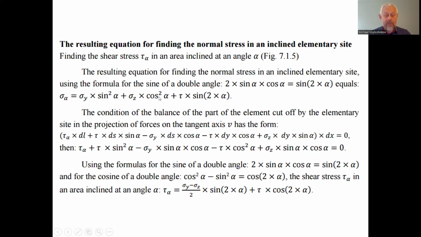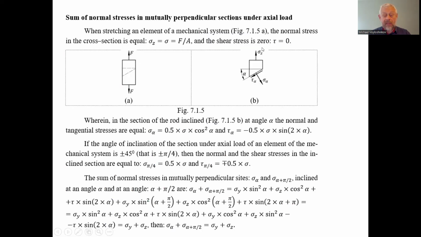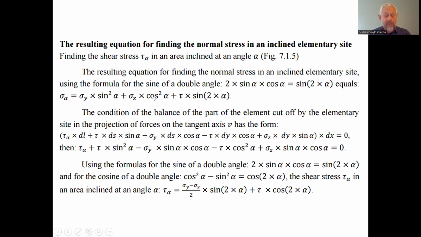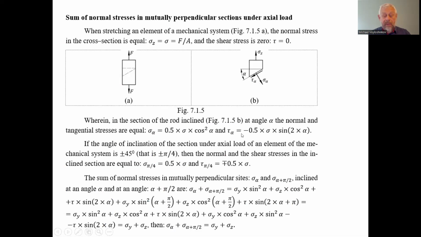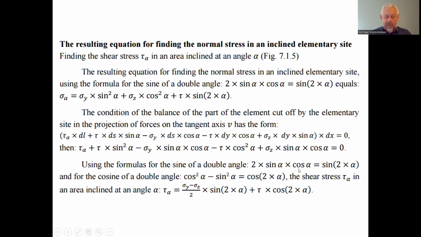Due to this formula, we have the stretched material along the axis z. Sigma y equals 0, it is only the actual stress. Sigma z only we have, so we have only the second summand. And tau alpha is equal to minus 0.5 multiplied by sigma multiplied by sine 2 alpha. This is due to the second one. So we have only sigma z and we don't have tau. So we only have sigma z divided by 2 multiplied by sine 2 alpha. This is only part of this formula.